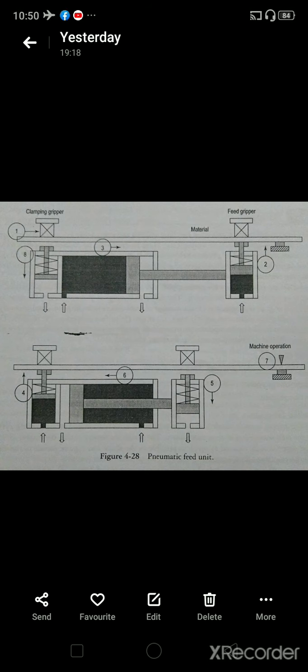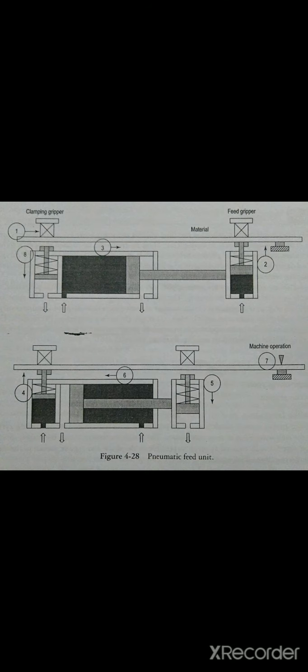A typical sequence of operation during a cycle in the pneumatic feed unit I am explaining now. First, material is loaded through the guides, the feed gripper closes, and the stroke slide advances with the material. When the end of stroke is reached, the clamping gripper closes. The feed gripper opens, then the stroke slide is returned to the starting position. The machine operation is carried out on the material, and the clamping gripper again opens.